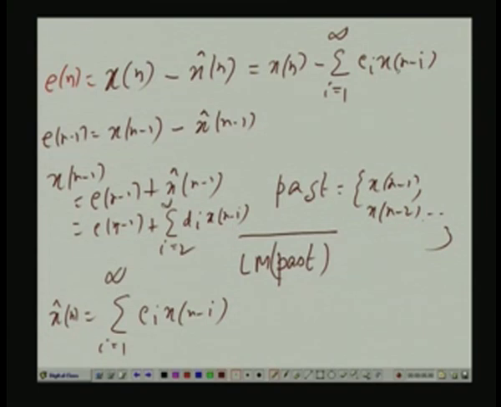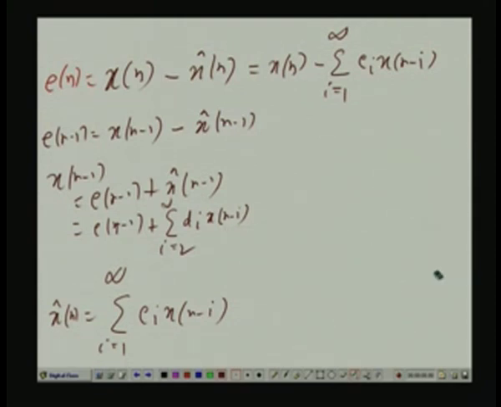If you replace x n minus I by this, what you get is one term involving E n minus 1 and the other term starting at x n minus 2, x n minus 3, x n minus 4. Again x n minus 2 you replace the same way, you will get a term involving E n minus 2, so on and so forth. I am just cleaning up and explaining.